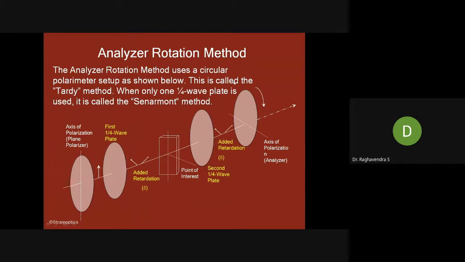Analyzer rotation method. The analyzer rotation method uses a circular polarimeter setup as shown below. This is called the Tardy method. When only one quarter plate is used, this is called the Senarmont method. Means here there are no two quarter plates.